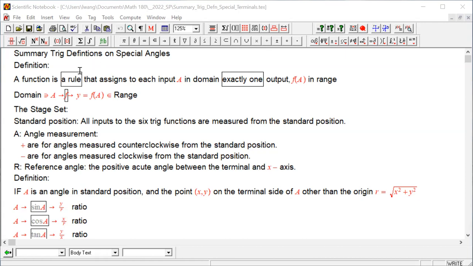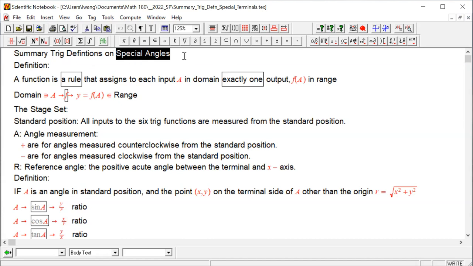This lesson is going to summarize what we have done, the trig functions on special angles, right? In the past lessons, we have done trig functions on the special angle pi over 6 as a reference angle, and pi over 4 as reference angle, and then pi over 3 as reference angle. And we also have discussed terminals on the x-axis.